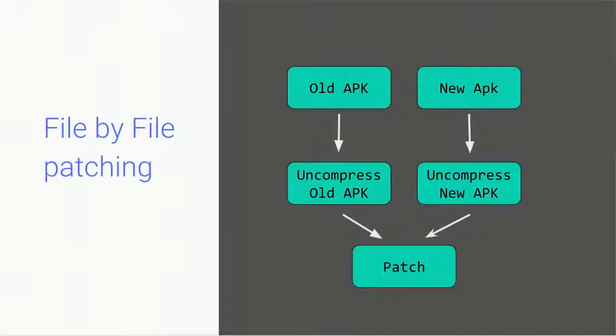So we decided to get smarter about how we generate patches. We launched a new system called file-by-file patching. We decided to uncompress the APKs and generate the deltas on the uncompressed versions. Every single file, file by file. This creates a far more efficient patch. And then we reverse the process when we apply the patch on the device.